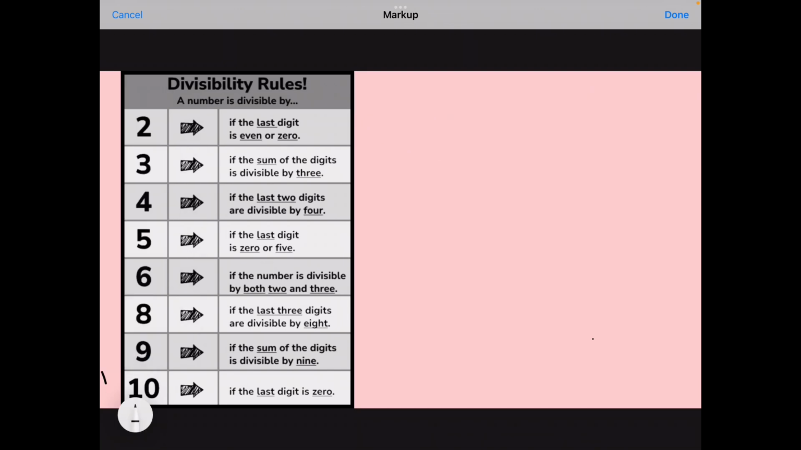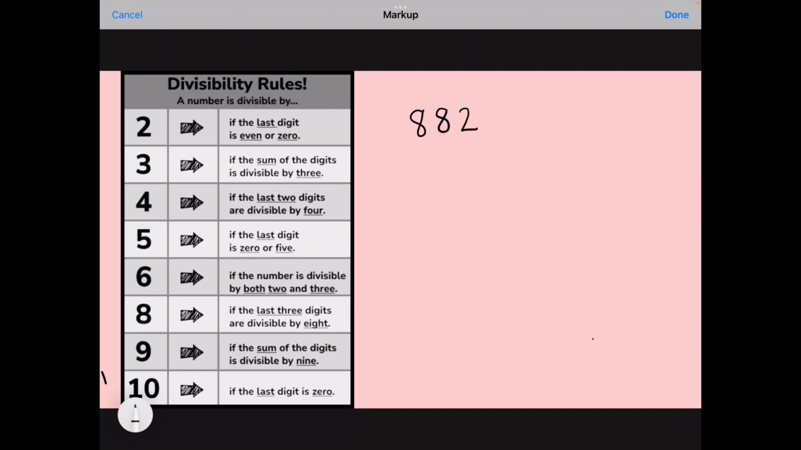For 9, if the sum of the digits is divisible by 9, then the whole number is divisible by 9. So for example, if I have, let's do 82.